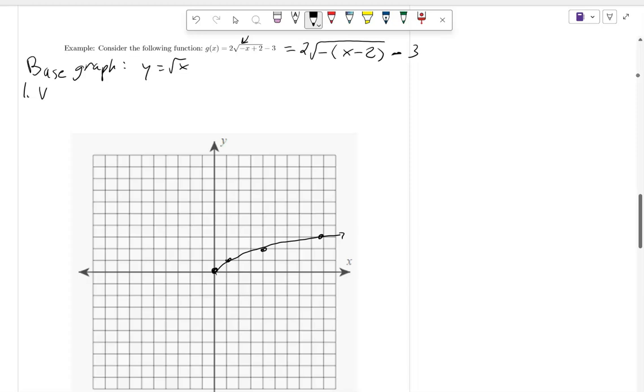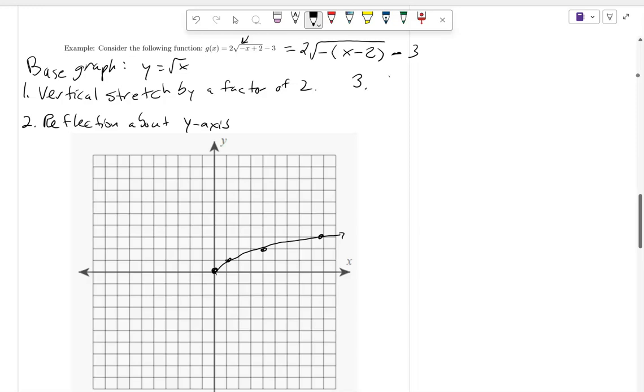So here are your transformations. That first one is a vertical stretch by a factor of 2. The second one is a reflection about the y-axis, because you're going to go left, right, rather than up, down. The third one is a shift right, 2 units. And then the fourth one is shift down, 3 units.